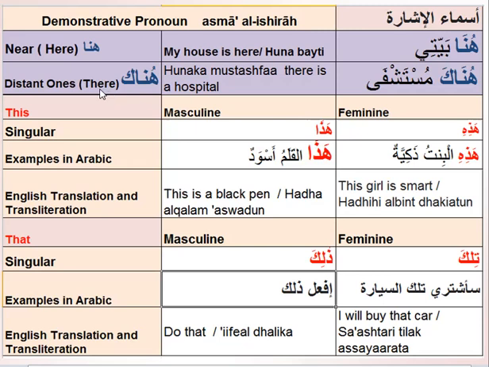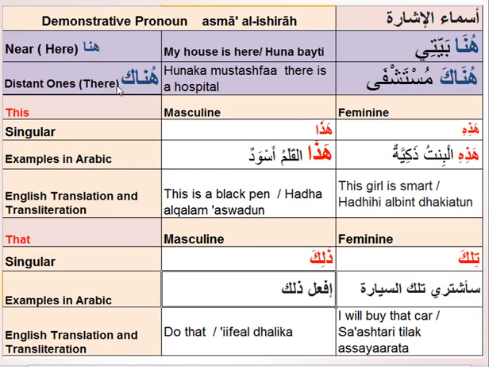Next, something which is at a distant place, and I want to say it is there, over there. So hunaka. Hunaka mustashfa means there is a hospital. Huna baiti, my house is here. Hunaka mustashfa, there is a hospital. So if I want to point to a place, I can say here and there. Here is used for a place which is nearby, and for a distant place we say there.